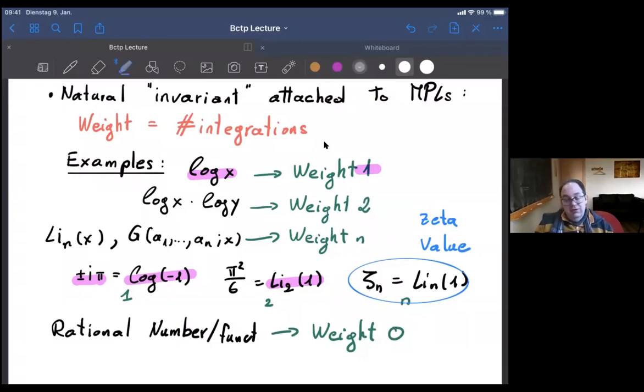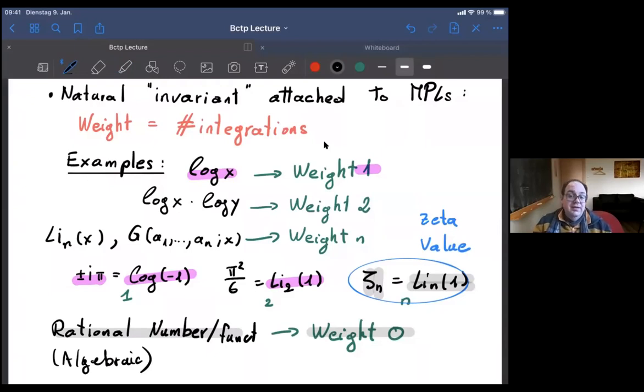More generally, as a side comment, we will need it later, the values of these Li_n at 1 are known mathematically as zeta values. They are called zeta n. It's the Riemann zeta function evaluated at n. And the other thing which I will do is I will define rational functions, rational numbers, as having weight 0. Now, for the experts, what I want here is actually algebraic rather than rational. But let's think of it as rational numbers or rational functions, as say, having weight 0.